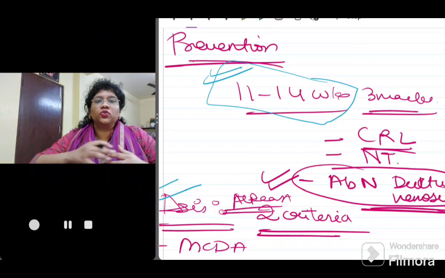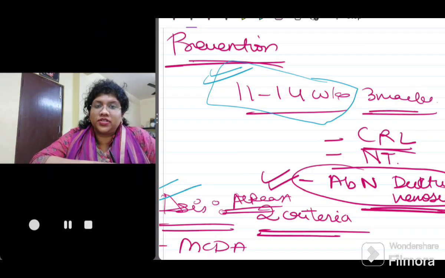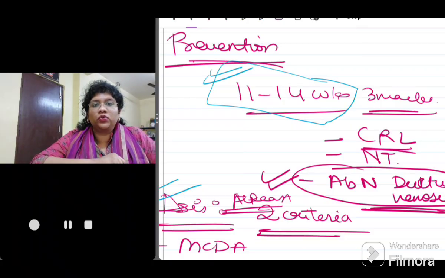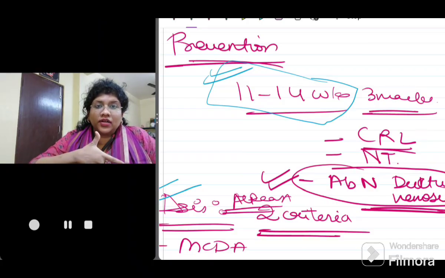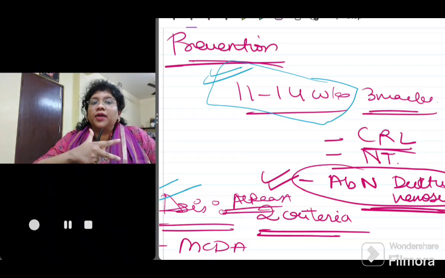Before knowing the diagnosis, let's know about the prevention. This is a very important thing that has been mentioned in the Ian Donald textbook. Remember, prevention can be done by doing ultrasound at around 11 to 14 weeks to predict twin-to-twin transfusion syndrome. Now for this, there are three markers. One is the CRL discrepancy, second is the discrepancy in the nuchal translucency, and third is the abnormal ductus venosus. Out of the three, the most sensitive or the best one will be the abnormal ductus venosus.